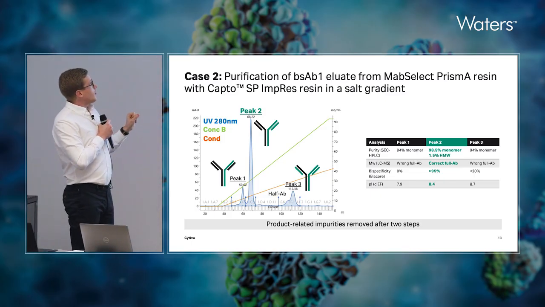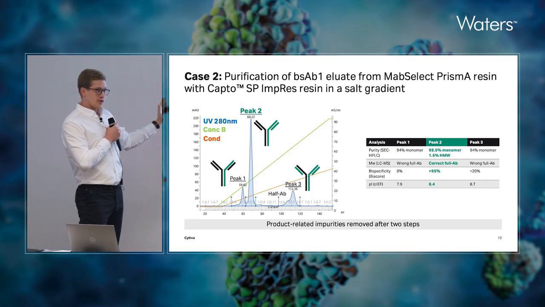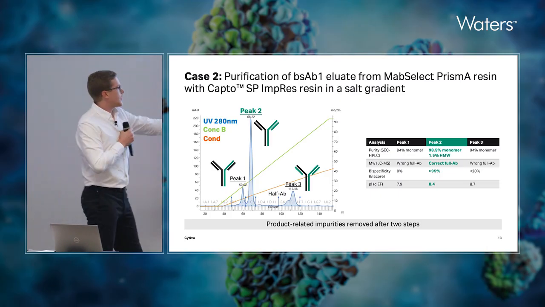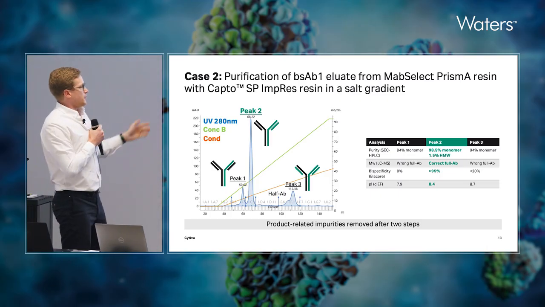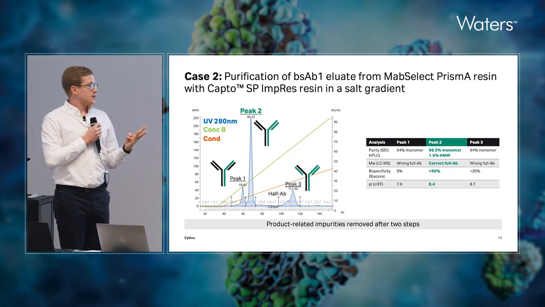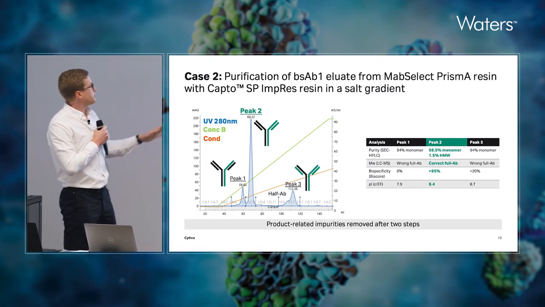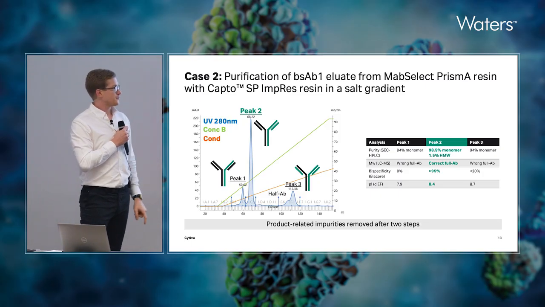And here we separated on an ion exchanger, so a cation exchanger, Capto SP ImpRes. We loaded the PrismA eluate from the previous slide, and then we increased the salt concentration. So we have a salt gradient, and then we will have 3 distinct peaks and 1 shoulder. We collected these, so we fractionated the peaks, and then we did analysis on them. And then we could see that we can separate out these 2 main impurities from the correct desired full antibody. So peak 2 is the one that we want. Peak 1 and peak 3 we don't want.